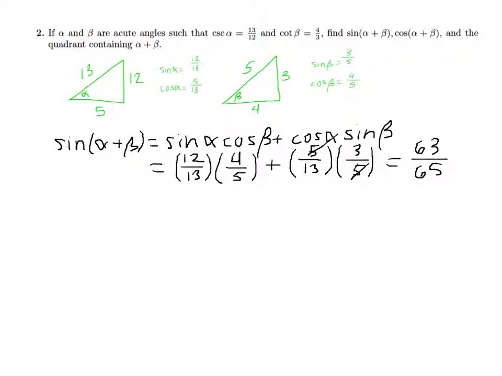63 over 65 is a positive number, and since this is sine of alpha plus beta and it's positive, we know it's either in quadrant 1 or 2. So I'll write quadrant 1 or 2 off to the side.